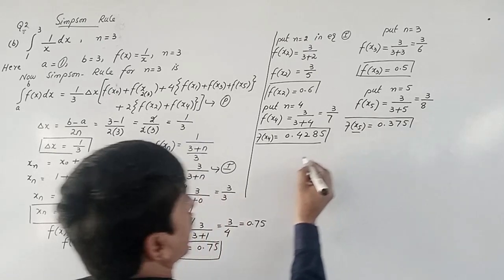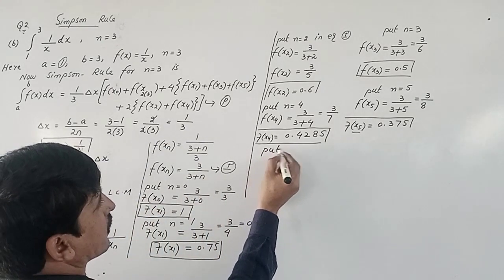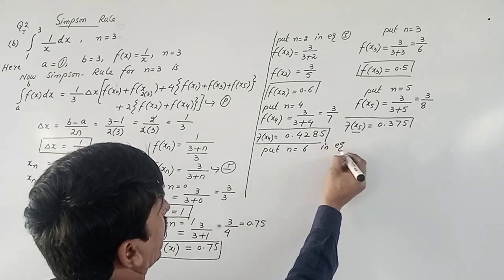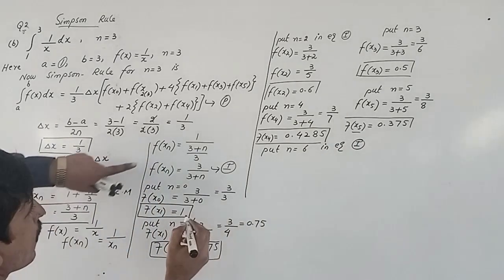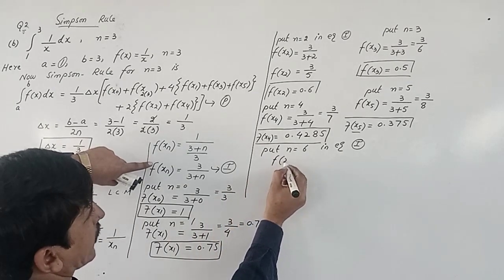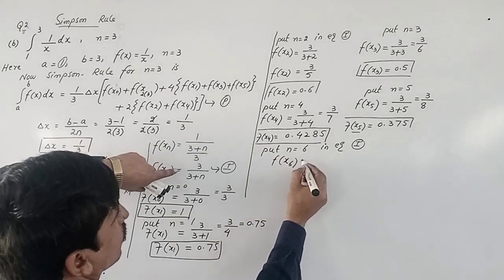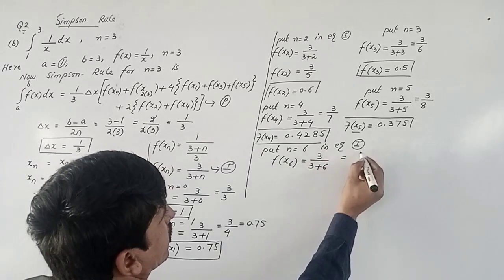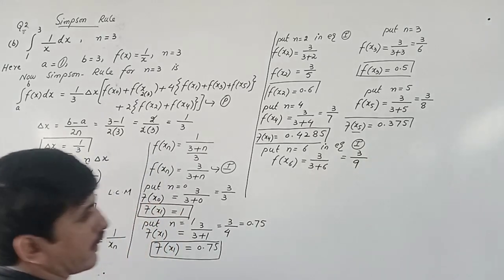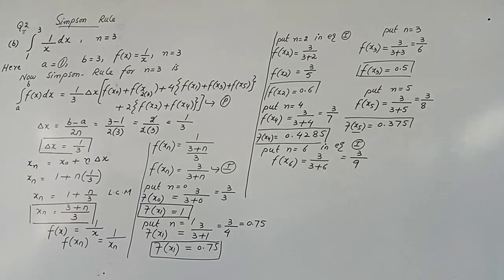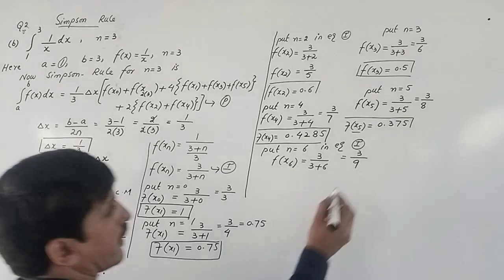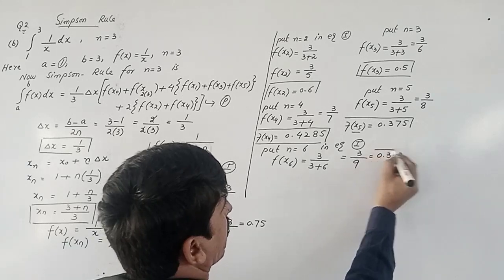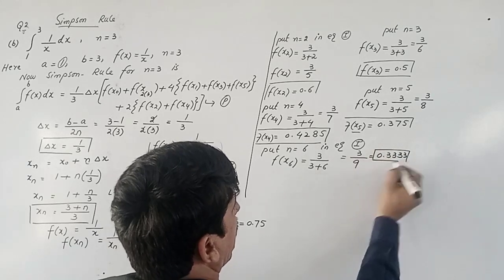Last one, put n is equal to 6 in equation 1, so we get f of x6 is equal to 3 divided by 3 plus 6, which is equal to 3 divided by 9, which is equal to 0.333. This is the value of f of x6.